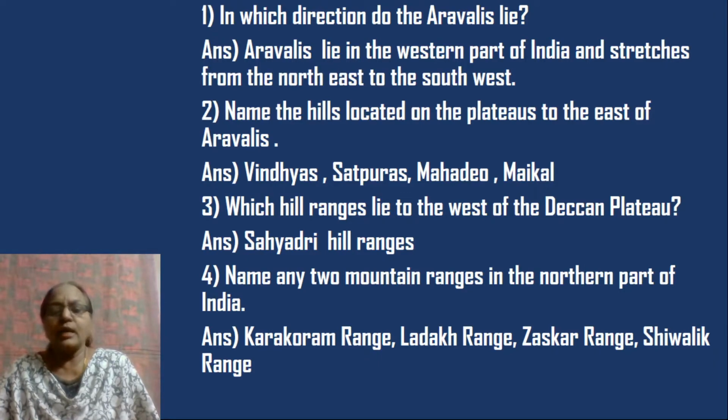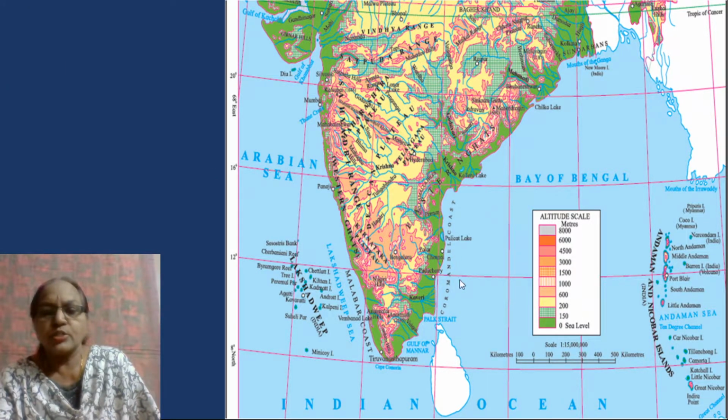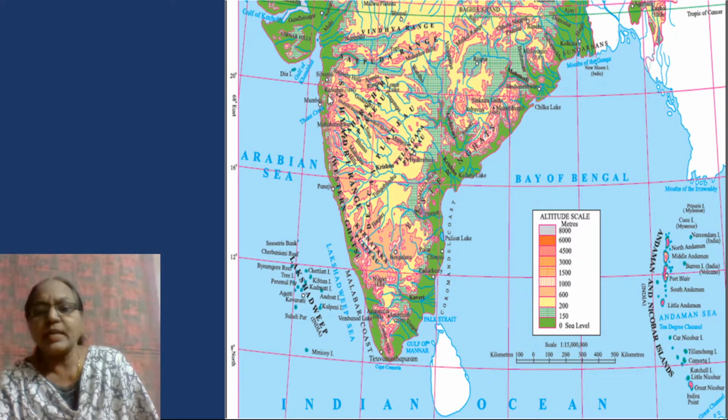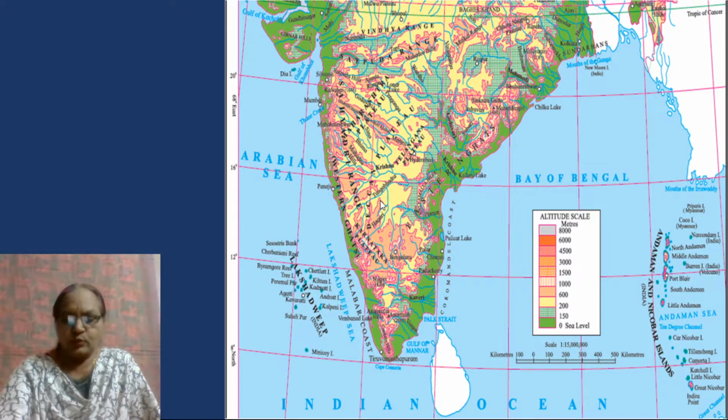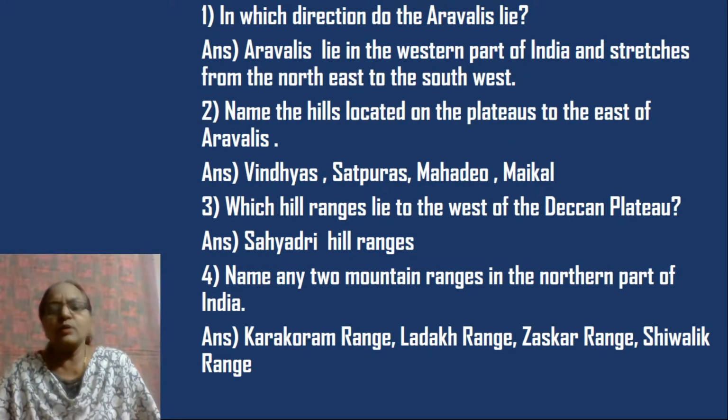Then, which hill ranges lie to the west of the Deccan Plateau? Okay, so we have the Deccan Plateau here. To the west of the Deccan Plateau, we have the Sahyadri range. Is that clear, children? So we have the Sahyadri range here, and this is the Deccan Plateau. So which hill ranges lie to the west of the Deccan Plateau? To the west of the Deccan Plateau lie the Sahyadri hill ranges.